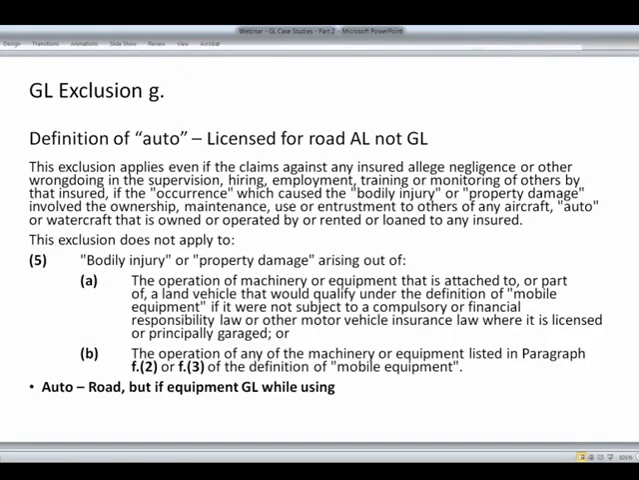Looking at this exclusion also, it says this exclusion applies even if the claim against any insured alleges negligence or other wrongdoing in supervision, hiring, employment, training, or monitoring of others by that insured, if the occurrence that caused the bodily injury or property damage involved the ownership, maintenance, use, and entrustment to others of any auto owned by, operated by, rented, or loaned to any insured. The concern here is the hiring standards required under CDL.